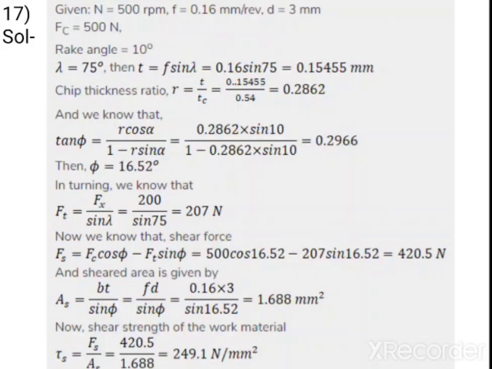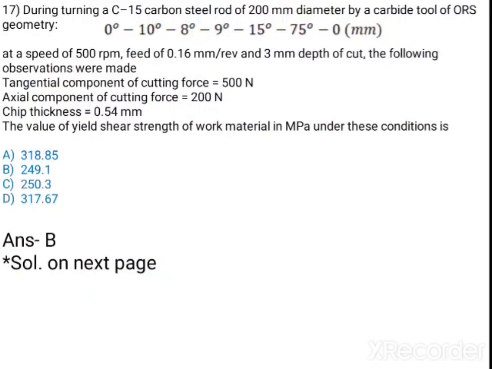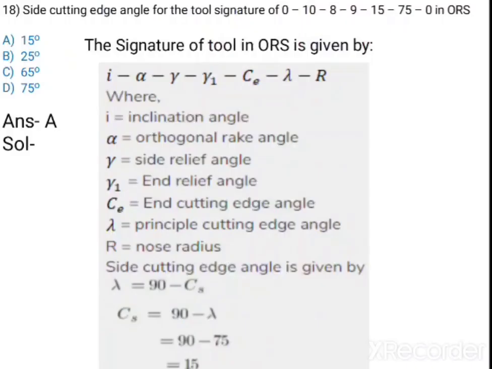Now how to find the shear strength? Shear strength is Newton per mm square, the force per unit area. Force we are going to use is the shear force 420 already obtained, and then shear area 1.688, you will get 4249.1 Newton per mm square, that is nothing but option number B is right for that. So very easy question, just formula based.